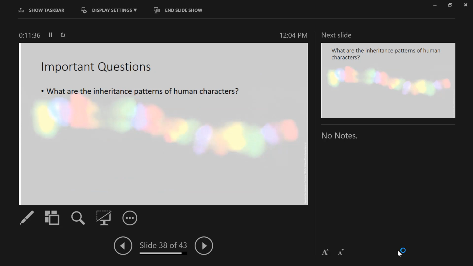Okay. Next question, I think this might be our last one. What are the inheritance patterns of humans? Of human characters. So here we'll talk about sex-linked inheritance again, and then normal Mendelian inheritance, to sum up this whole idea.